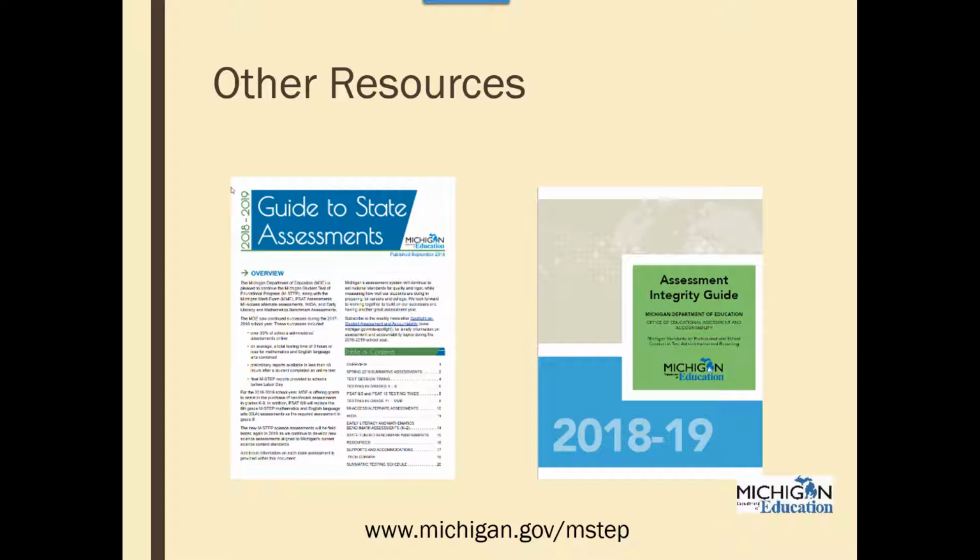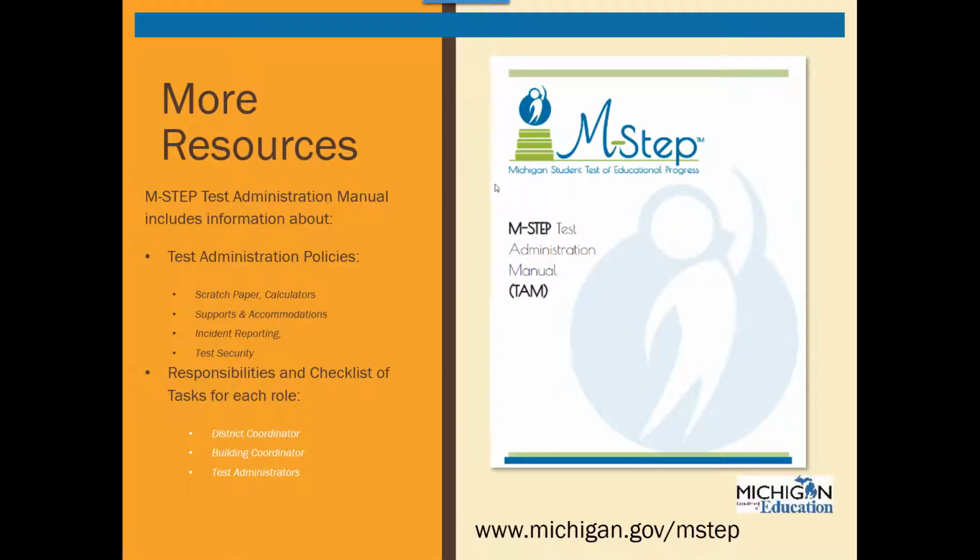You can find these documents, plus a new training based on the Assessment Integrity Guide, by going to the MSTEP webpage. The link for the Assessment Security Modules registration is under the Professional Development section. The MSTEP Test Administration Manual will be available in mid to late January and includes detailed guidelines for before, during, and after the MSTEP test administration.